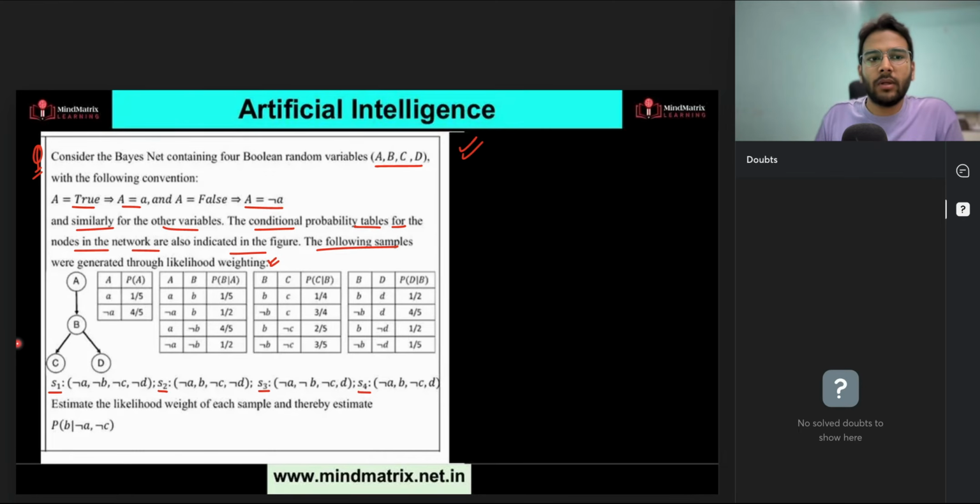What does the question say? The question simply says, estimate the likelihood weight of each sample. That means you have to find W1, W2, W3, and W4. After finding all these, you have to estimate this probability. So now you will be able to relate why these likelihood weights are useful for us. Because using these weights, we are going to estimate the probability that we are interested in finding out.